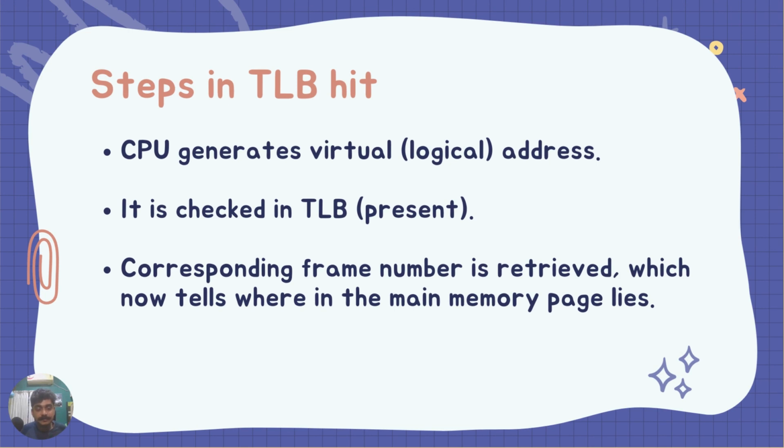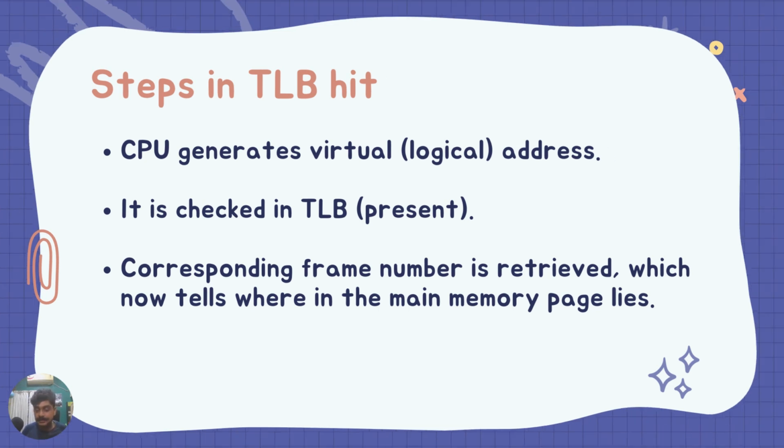So these are the steps involved in a TLB hit. First, the CPU generates a virtual or logical address. It is checked in the TLB, and because it is a TLB hit, it is present in the TLB. So the corresponding frame number is retrieved, which now tells where in the main memory the memory page lies. So immediately we get the frame number corresponding to that particular page, and we know exactly which memory address in the main memory that frame is. Those are the steps followed in a TLB hit.